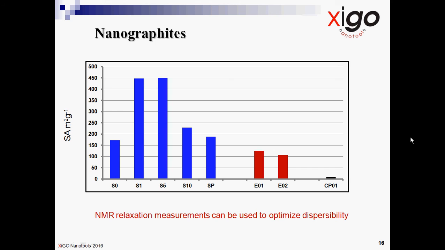The final set, CP01, was a single sample dispersed again at 2% in cyclopentanone. This sample was highly aggregated, and attempts in our laboratory to redisperse using a microhomogenizer were unsuccessful. So it is not surprising that the wetted surface area was extremely small, less than 10 square meters per gram.